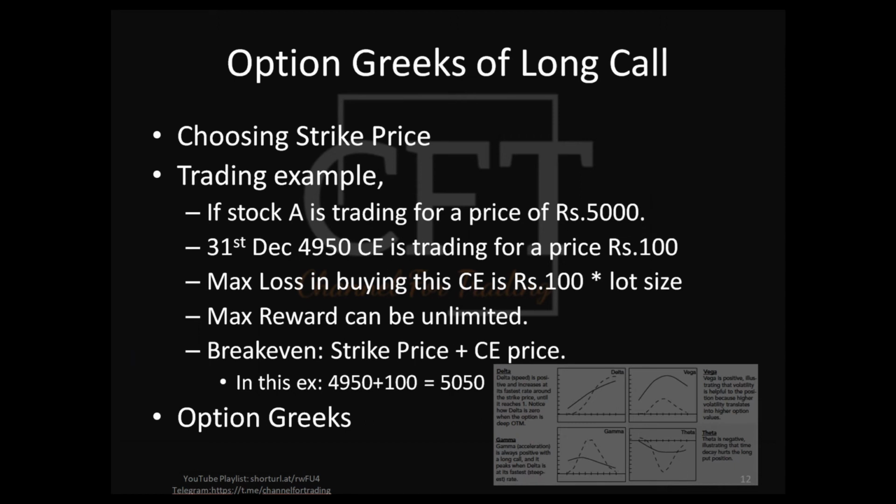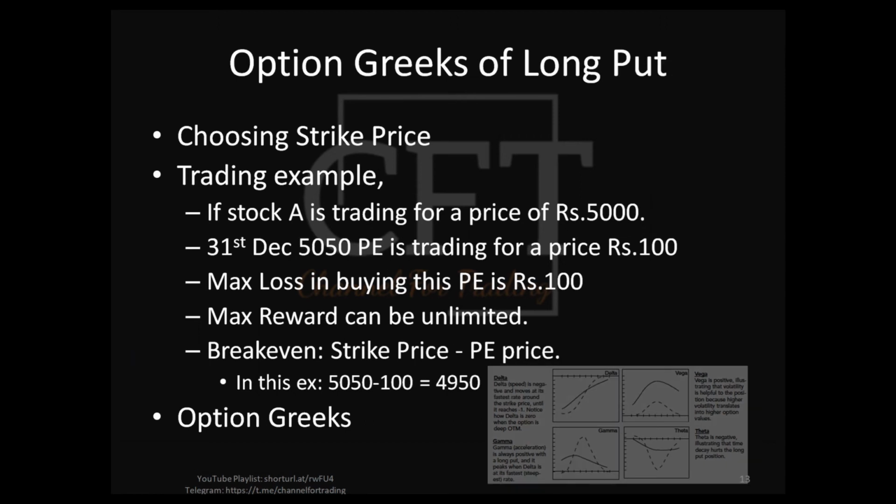So now let's look into the next strategy among the 4 basic strategies, that is a long put. So here also let's see an example of choosing the strike price. If stock A is trading at a price of rupees 5,000 and the 31st December 5050 PE, this is the expiry, this is the strike price of the put option, is trading for a price of rupees 100. The maximum loss in buying this PE is rupees 100 into lot size. Maximum reward can be unlimited.